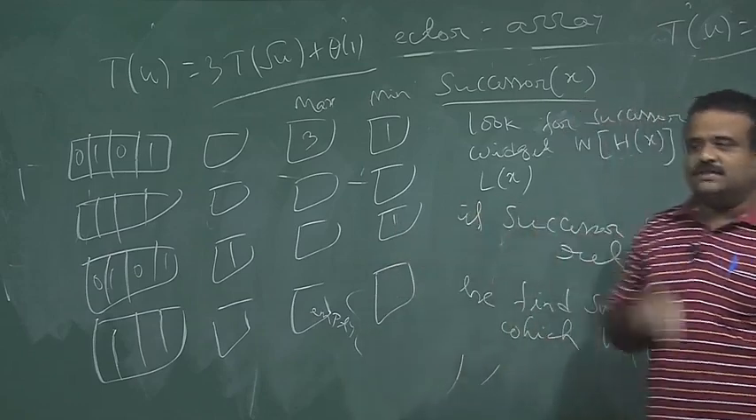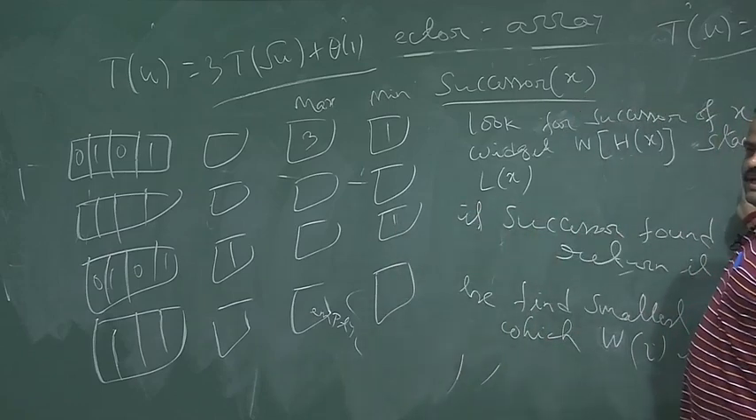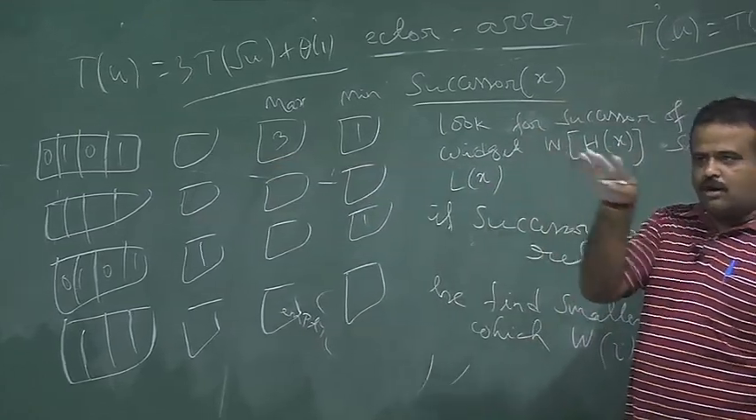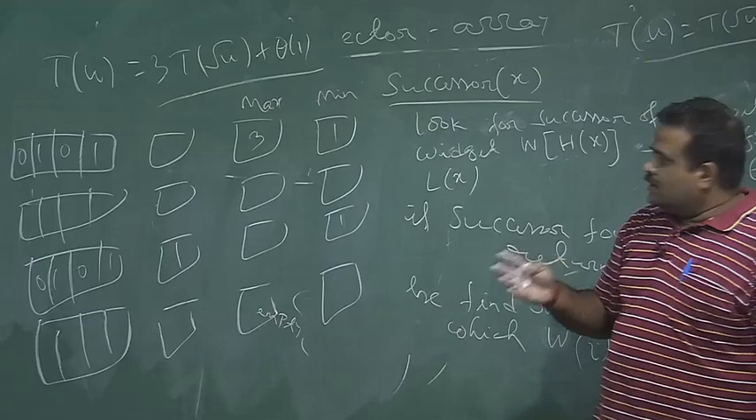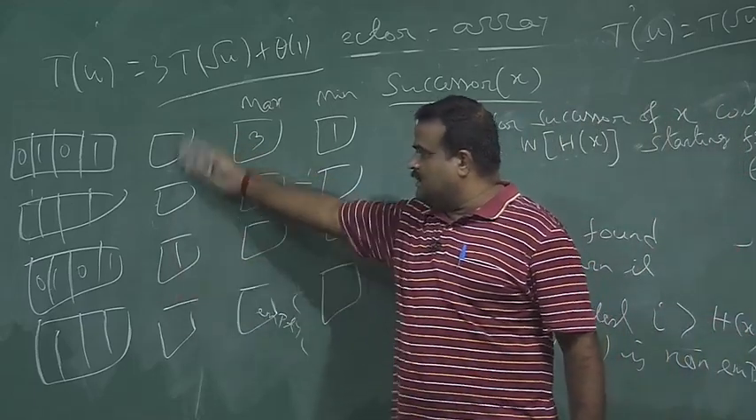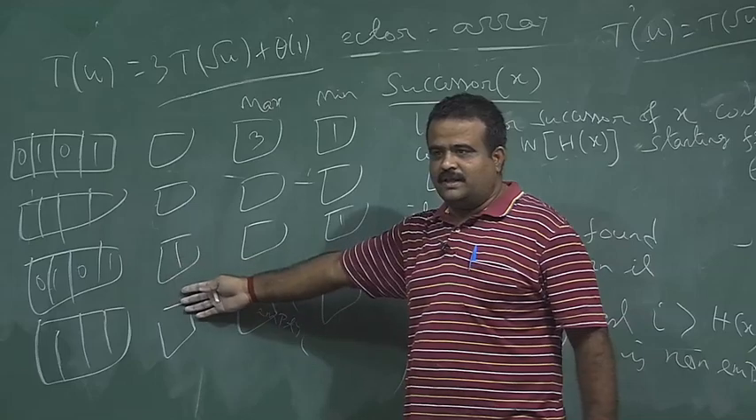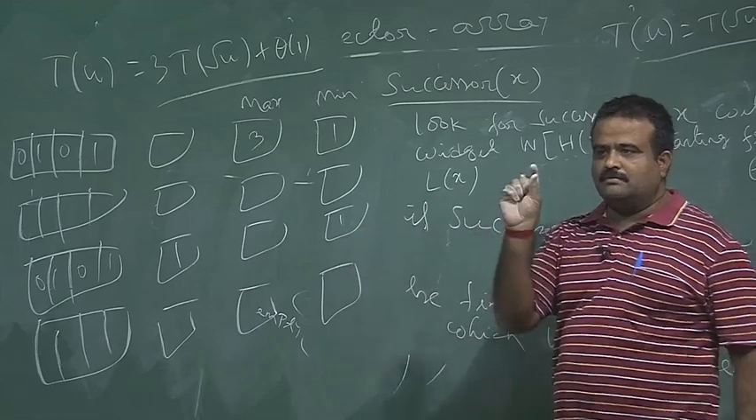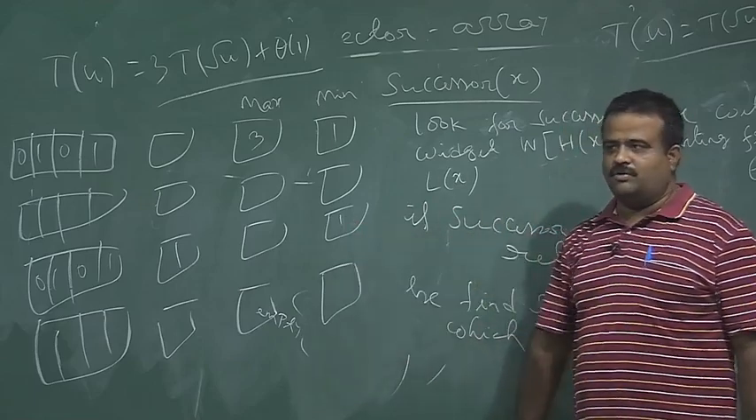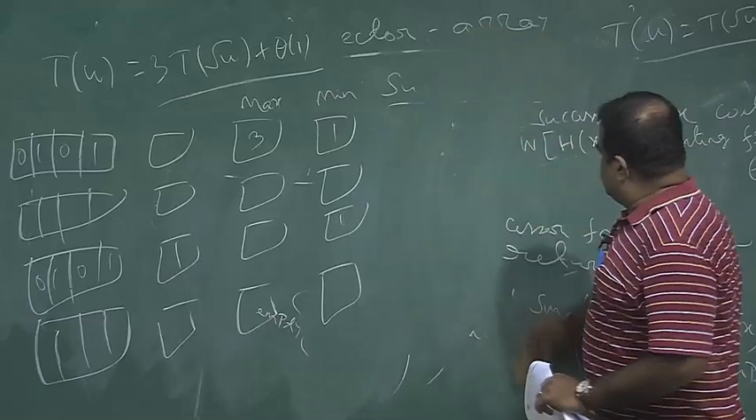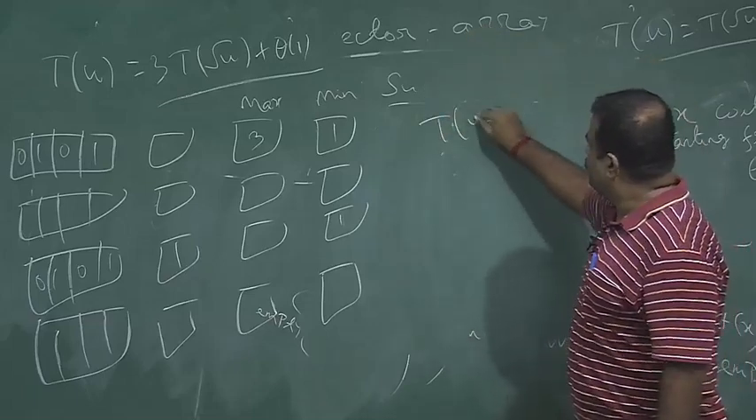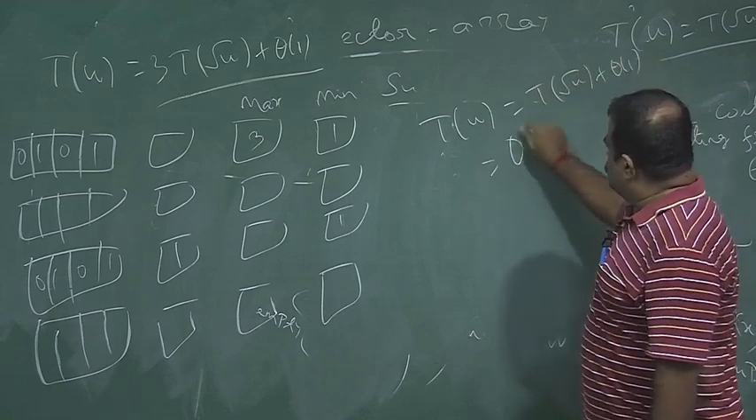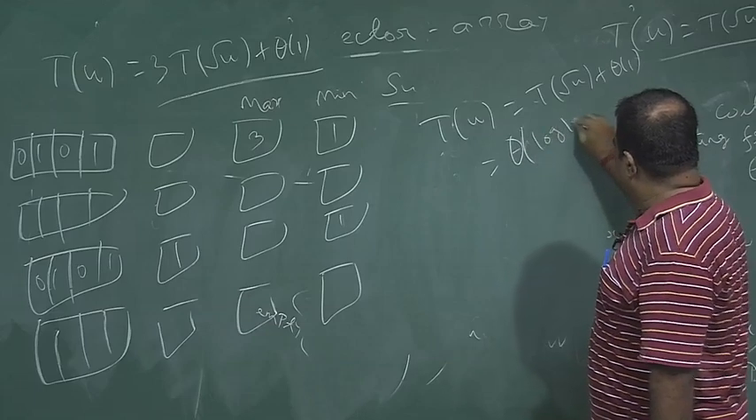So, basically we are doing only one successor call. If low of x is less than the maximum, then we are looking for the successor in that block, that is one call. If not, then we make a call to get the successor, a non-empty element in this, then we go to the particular widget and return that particular minimum element over here. So, only one successor call we are doing in any case. That is the reason our recurrence is T(u) = T(root u) plus 1. So, this will give us the solution log log u.